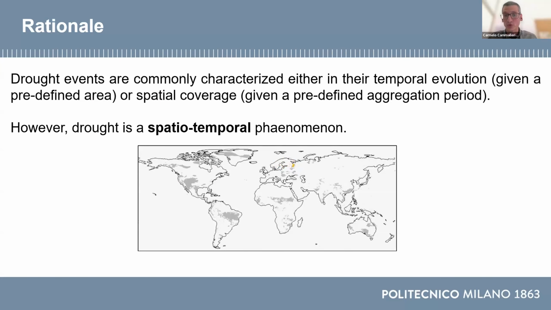So what we usually do, and this is exactly what we saw in the previous presentation, is we analyze drought either in the temporal evolution. So we look at time series of river discharge for a specific location. Okay, so we fix the region and we look at the time series. Or we look at spatial distribution. So we define certain temporal windows, like today or the last months or the next months, and we look at the spatial distribution of the drought condition.